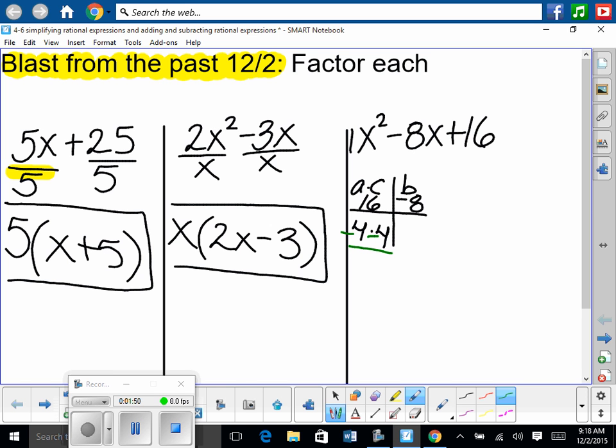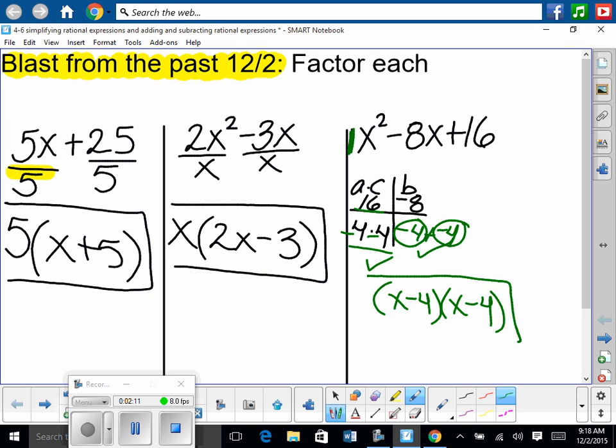Negative 4 times negative 4 is positive 16. Negative 4 plus negative 4 is truly negative 8. So it works in both cases. Now because that a value is a 1, we can quick factor this. So it's going to factor to be x minus 4 times x minus 4. And we're done. We factored it.